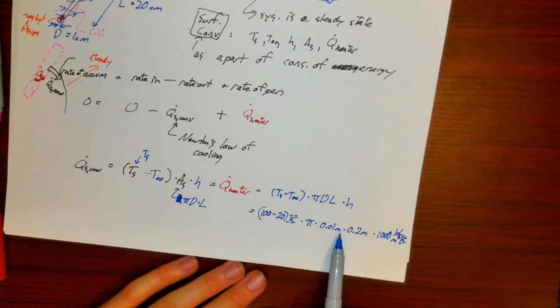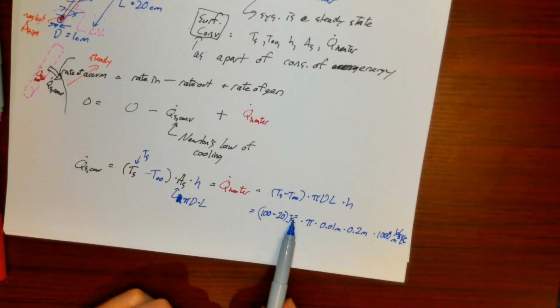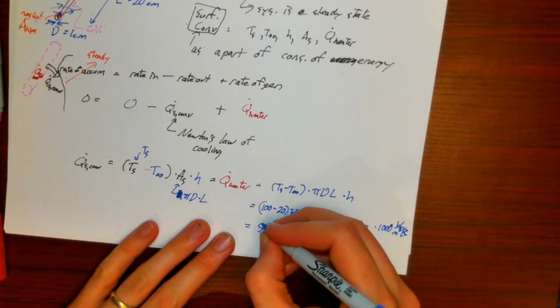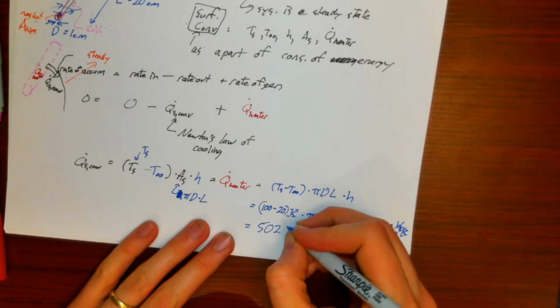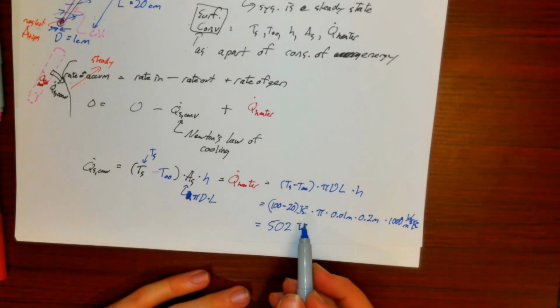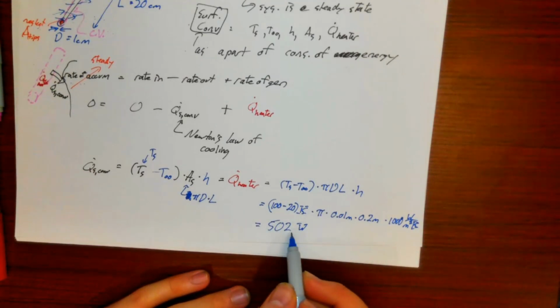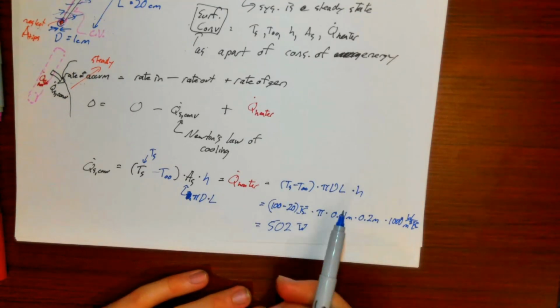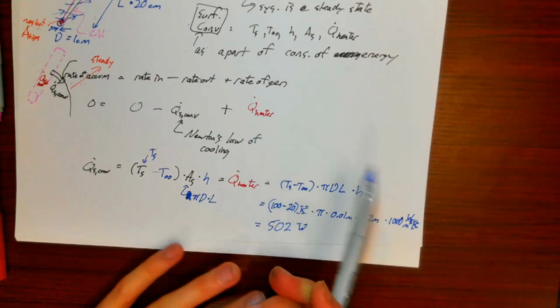If we look at the units, meters cancel with the meter squared here, Kelvin cancels with this, and I end up with just watts. I crunch the numbers, and I end up with 502 watts, or half a kilowatt. To put this in perspective, that's about half the power your microwave has on full blast, or about the power of a reasonably beefy desktop PC. So that's what we have here.